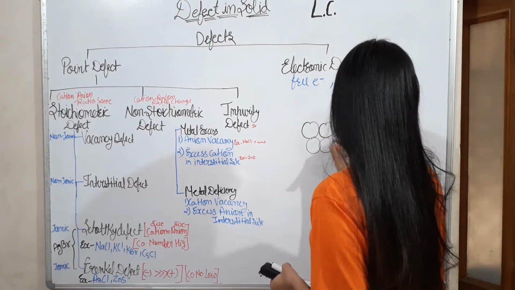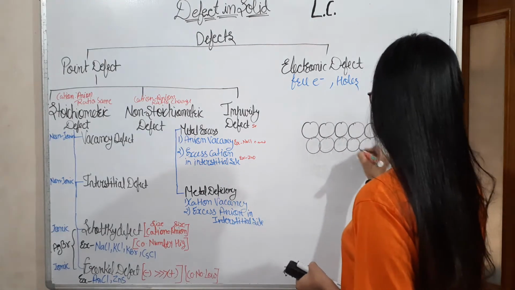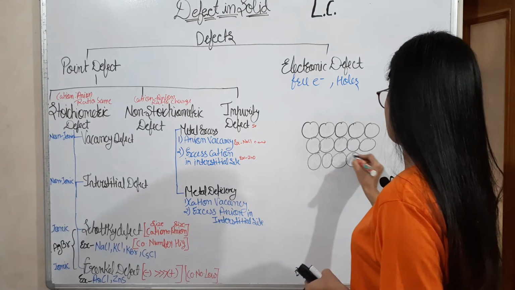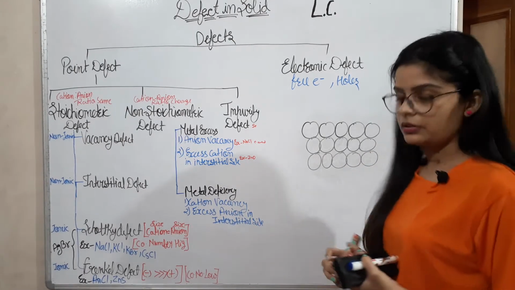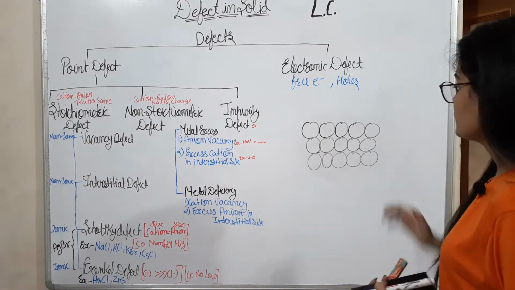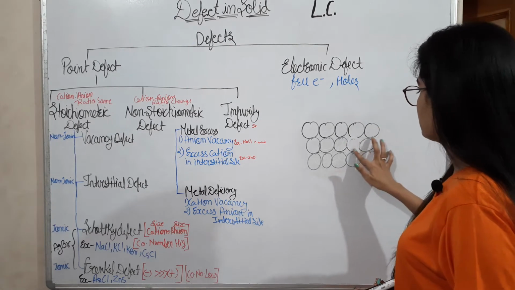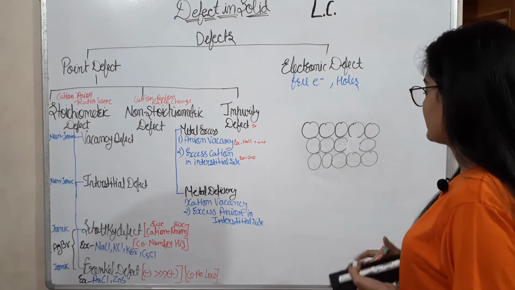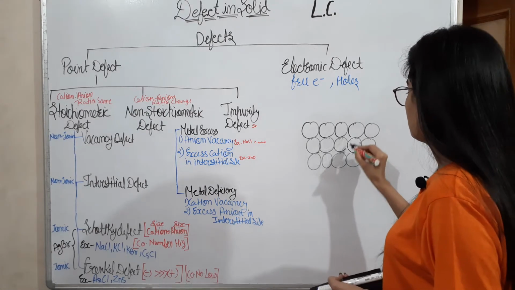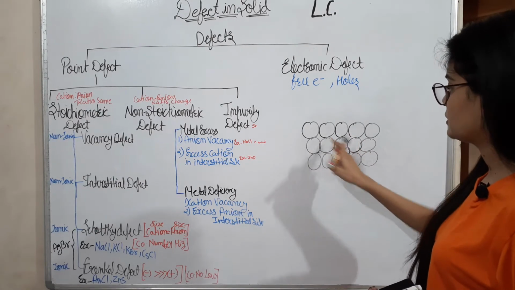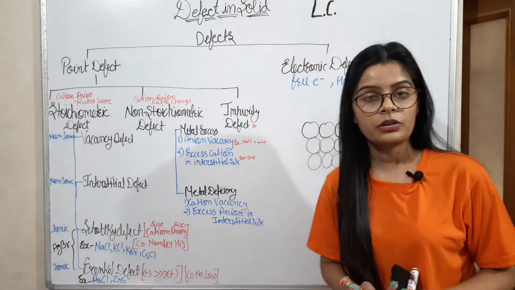orderly manner. They are arranged like this. If there is any kind of removal of an atom or addition of an additional atom, this disturbs the orderly arrangement. If there is removal of any atom from here, this is a defect. If an additional atom is added in an interstitial site, the site between them, this is also a defect.